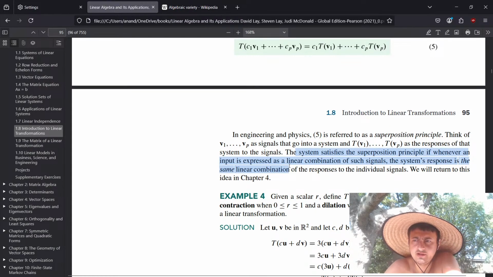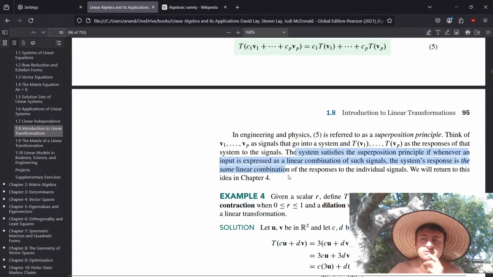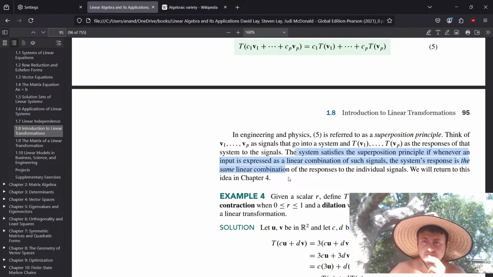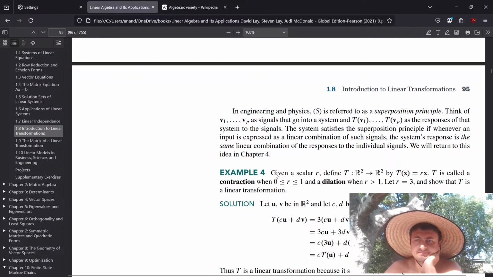If whenever an input is expressed as a linear combination of such signals, the system's response is the same linear combination of the responses to the individual signals. Oh, right. Yeah.